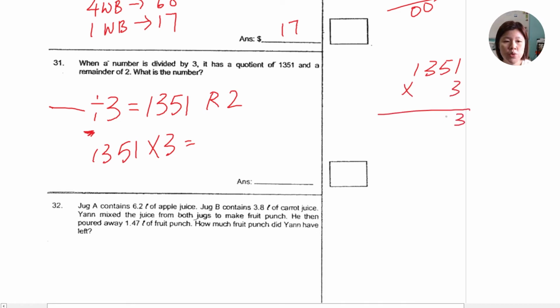1 times 3, 3. 3 times 5, 15, carry 1. 3 times 3, 9, plus 1 is 10. 3 times 1, 3, plus 1 is 4. So it's 4053. And we take 4053 as the remainder.